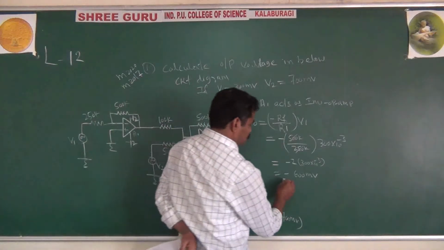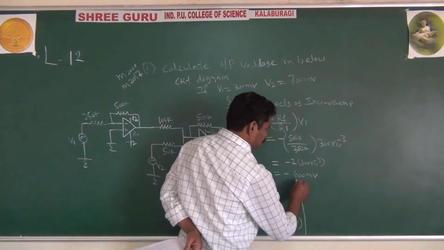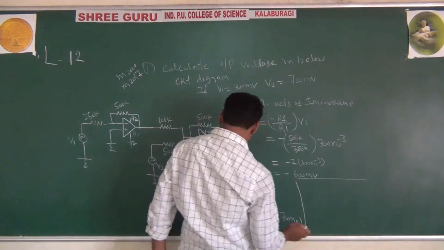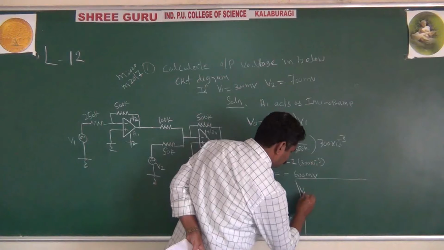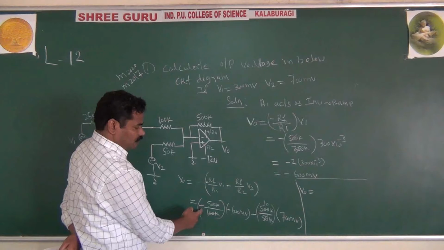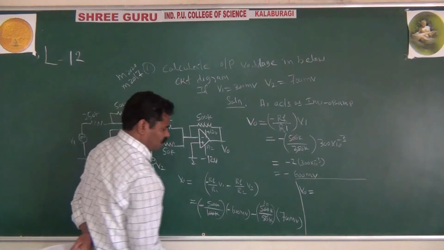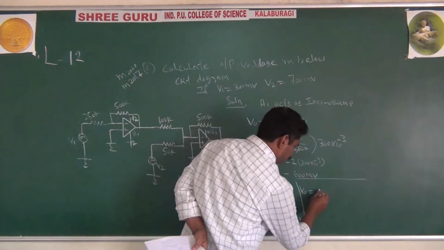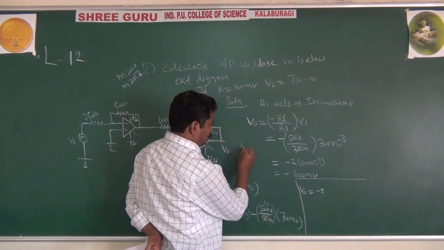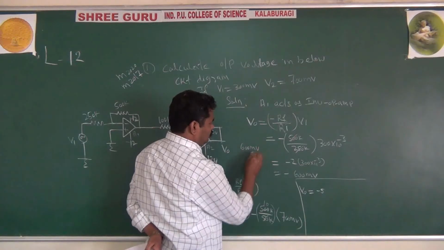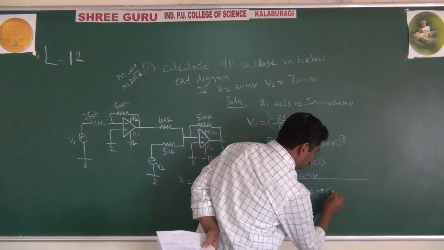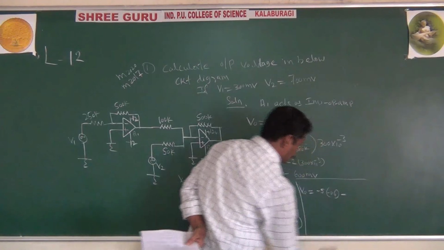We continue here and make it the output. The V0 equals minus 5 into minus 600 millivolts. You can write 600 millivolts as 0.6 volts, so we multiply by minus 0.6. Then the minus stays as it is.